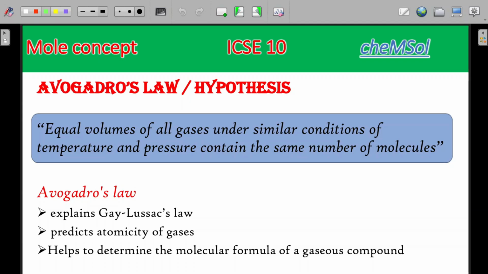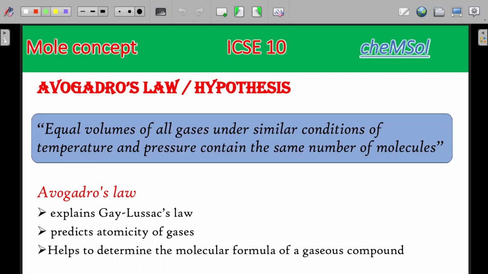Now let's go to Avogadro's law. Avogadro's law is very simple. In this, no big calculations will be there. If they ask you only for 1 mark, they will ask you to write the definition. Second one is simply to find the number of molecules. So the Avogadro's law or hypothesis.